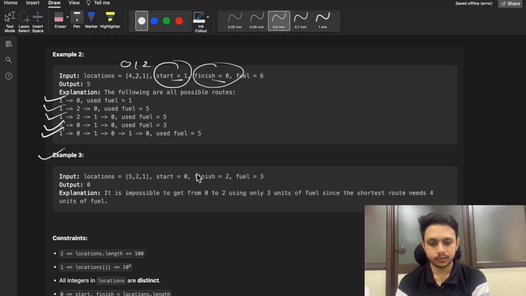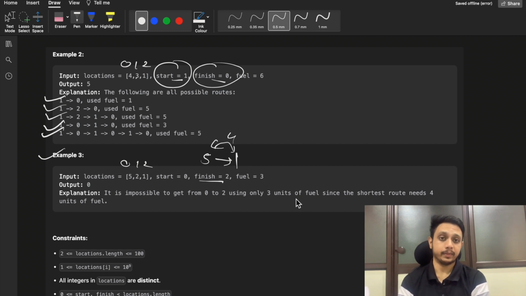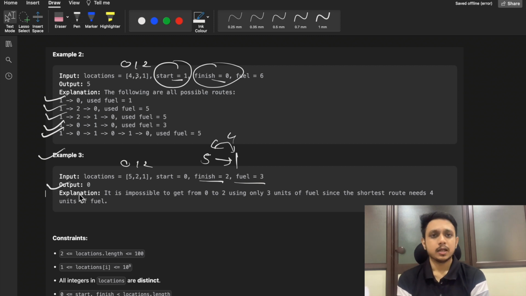Okay. So now if you look at the third example, you won't be able to find any routes, because if you start from city 0, that is location 5, and move to city 2, that is location 1, the total fuel required here is 4. Okay, and the given fuel is 3, so you won't be able to traverse from this start to this end. So that's why there are no routes here. I hope you guys have understood the question till now, that we are trying to find the different possible routes.